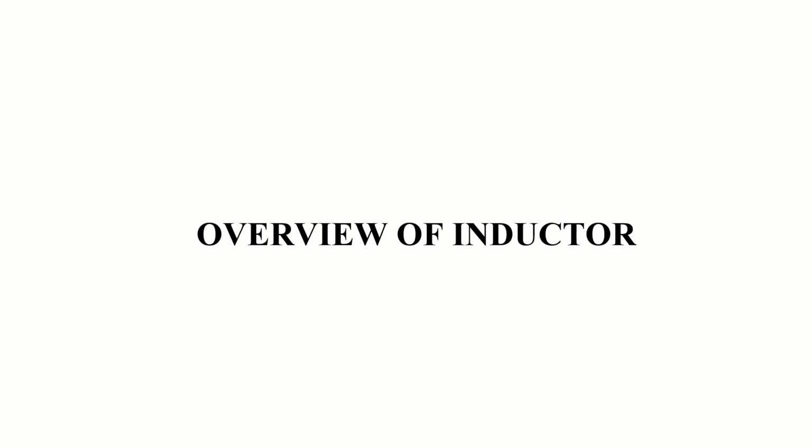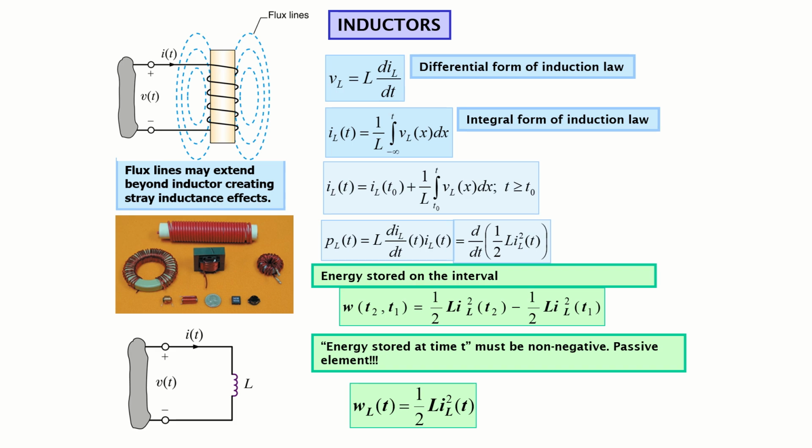Earlier we have looked at the first energy storage element, capacitors, and we have seen how we can analyze them. For example, if voltage is given, how we can find the current, power, energy, and all those. Now let's have a look at the second component, which is an inductor.